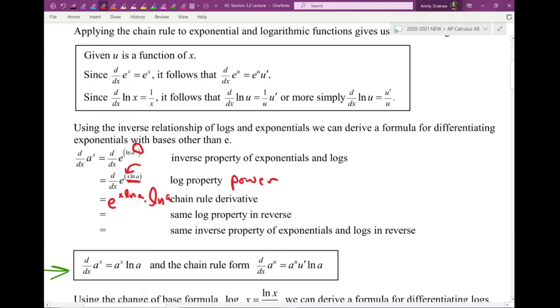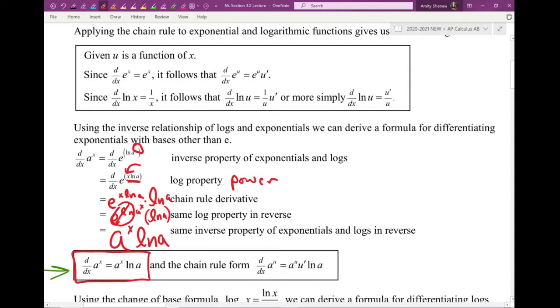And then remember how we generated this guy? So we know that this is really the same thing as e to the natural log of a to the power of x, but now it's being multiplied by the natural log of a. And then lo and behold, this piece can disappear again. And now I just get a to the x with a natural log of a. And that is what this says right here.